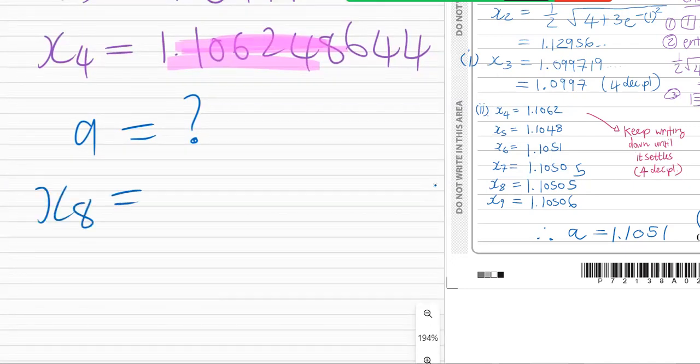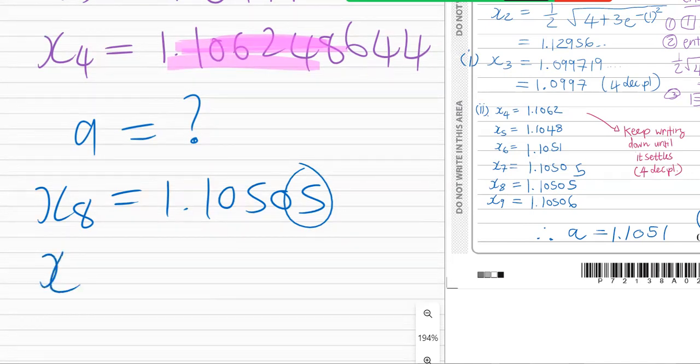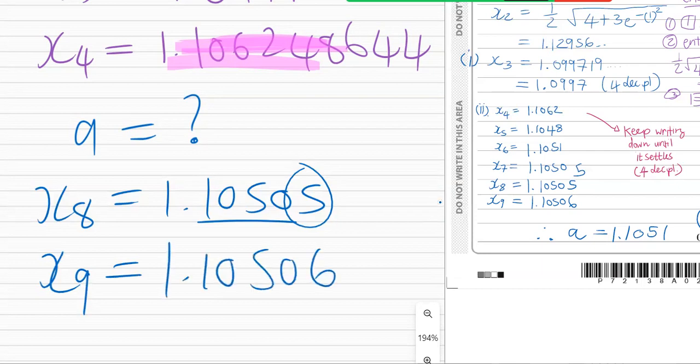But just keep going until you're absolutely sure. If you look at my x8, for example, it was 1.10505, and that 5 would go up, but what if it had been a 4, and we don't know if it's going to maybe round up to 6 or something like that? So my x9, the 4 decimals were settling down nicely. It's 1.10506. You can see that in your final answer, a rounds to 1.1051, so that you don't round off too early.